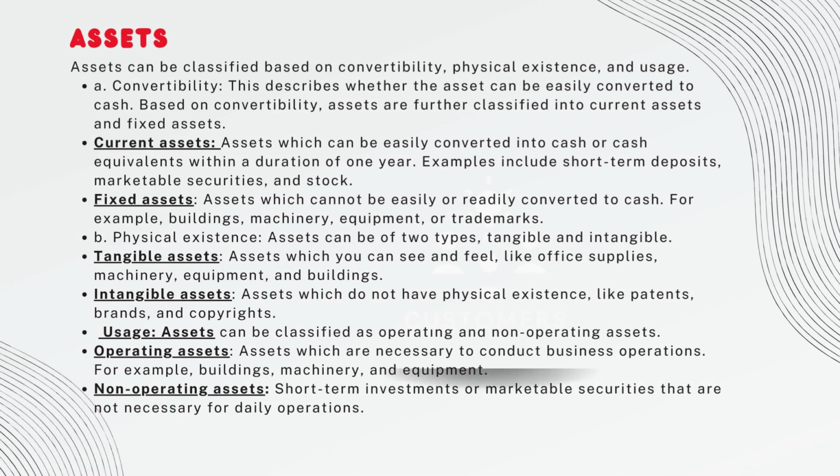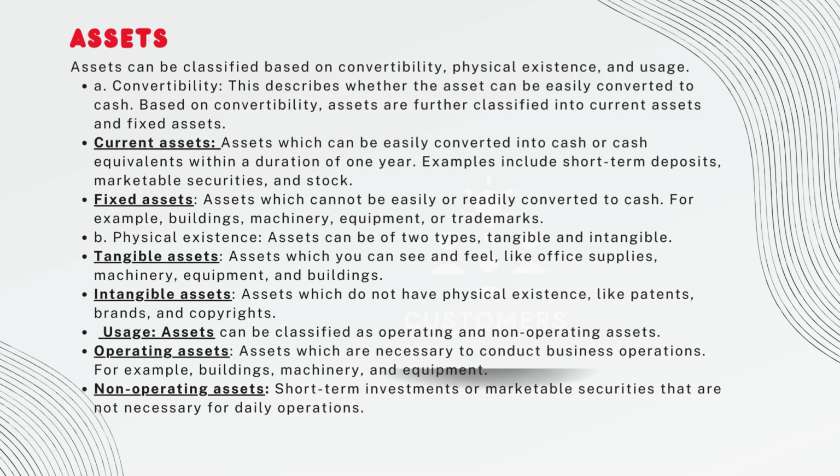Assets. Assets can be classified based on convertibility, physical existence, and usage. A. Convertibility. This describes whether the asset can be easily converted to cash. Based on convertibility, assets are further classified into current assets and fixed assets. Current assets. Assets which can be easily converted into cash or cash equivalents within a duration of 1 year. Examples include short-term deposits, marketable securities, and stock. Fixed assets. Assets which cannot be easily or readily converted to cash. For example, buildings, machinery, equipment, or trademarks.